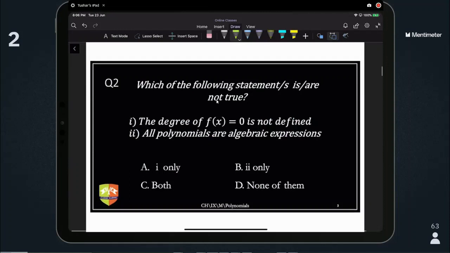Because f(x) equals 0 can be 0 times x to the power 1 million also, and 0 times x to the power 1 billion also. Which one should we take? So it is not defined, right? So this is a correct statement. All polynomials are actually algebraic expressions, so this is also a correct statement. So both are true. So where is the question of not being true? So none of them, right?